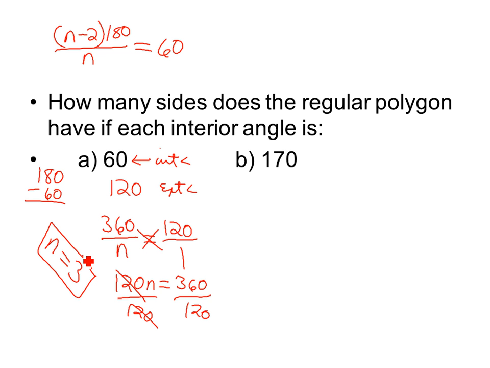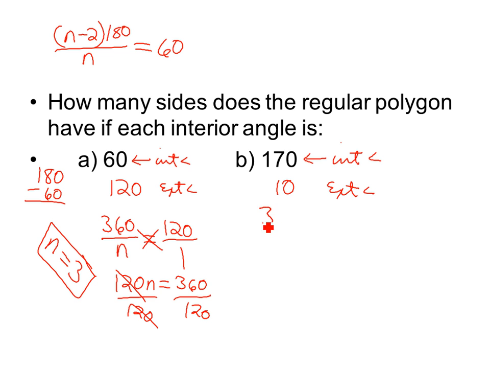But you probably should have picked up on that right off the bat, right? Hopefully that's one that if you look at it, hey, if each angle's 60, I know that's an equilateral triangle. It's the only one that works that way. So on this one, each interior angle is 170. What's each exterior angle? 10 degrees.